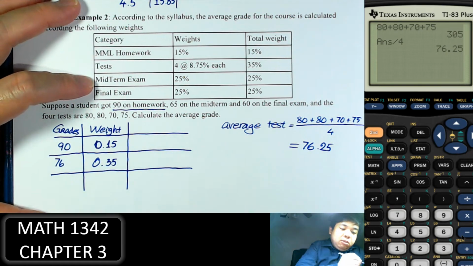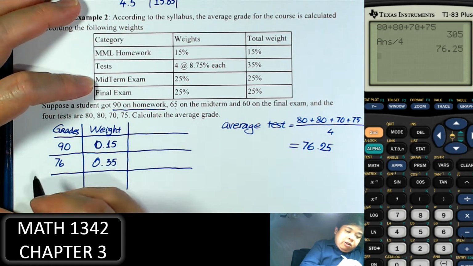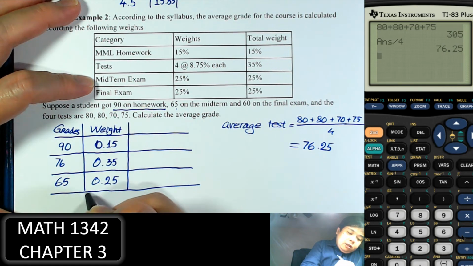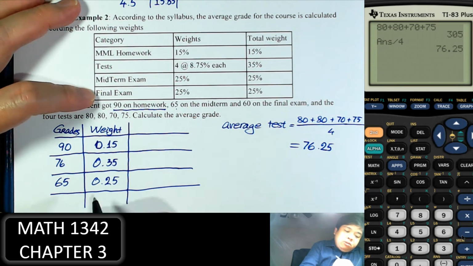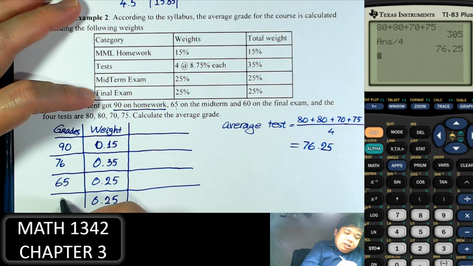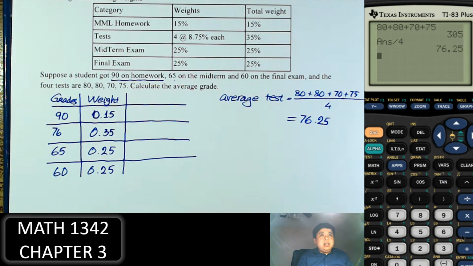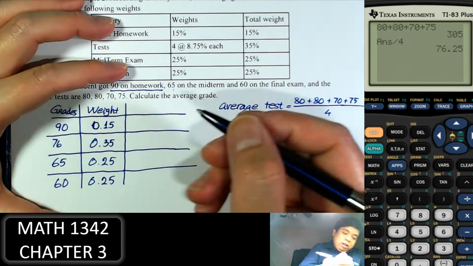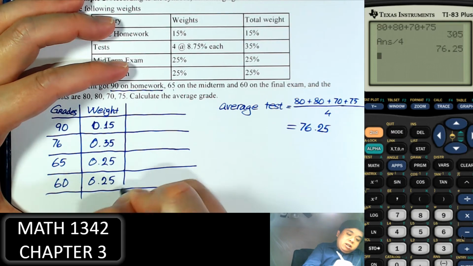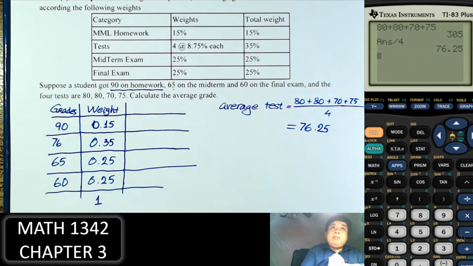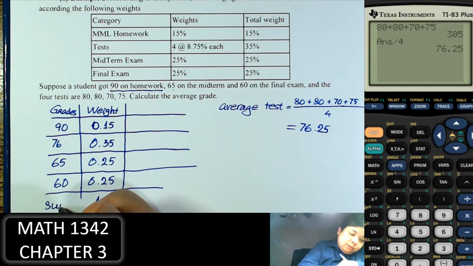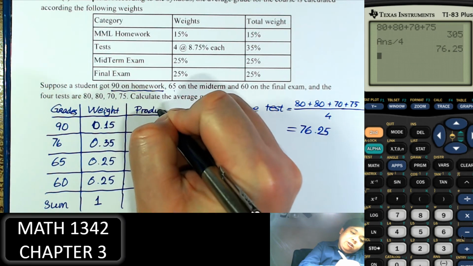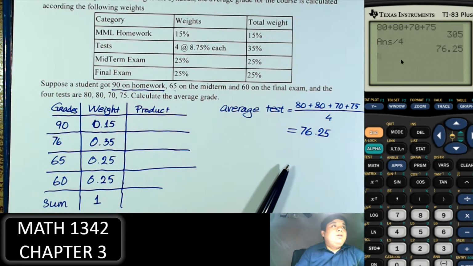The midterm 65, and that is 25%. And the final 25%, and we have 60. Right, so that again, just multiply and then divide by the total weight. The total weight here, since this is percentage, the total should be 100% or 1. Now we find the product of these two.